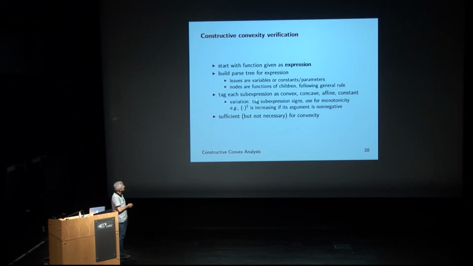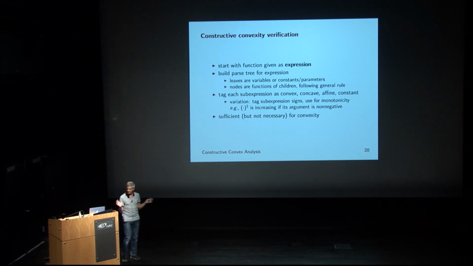In fact, you can even do something more sophisticated: you can tag the signs of these things. The square is non-negative, the exponential is non-negative. Then you could have a slightly more sophisticated approach where you look at a function and ask, if your first argument, for example, is non-negative, what can you say about the monotonicity? You might be able to say, oh, in that case, it's increasing. The square is a good example.